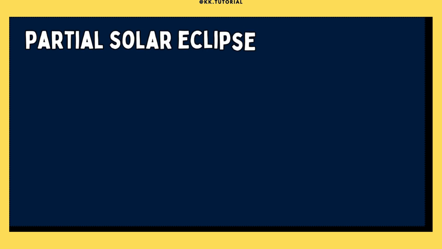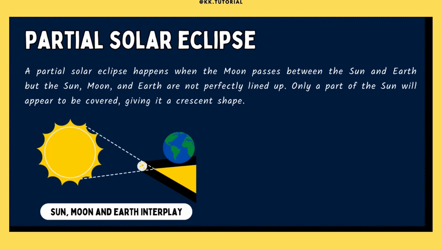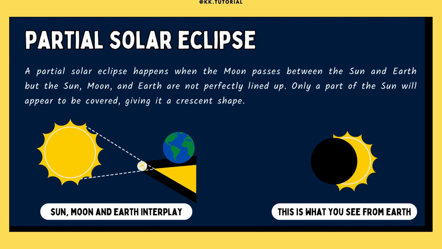So the first solar eclipse is the partial solar eclipse. A partial solar eclipse happens when the moon passes between the sun and earth, but the sun, moon, and earth are not perfectly lined up. Only a part of the sun will appear to be covered, giving it a crescent shape. This is what you see from earth.